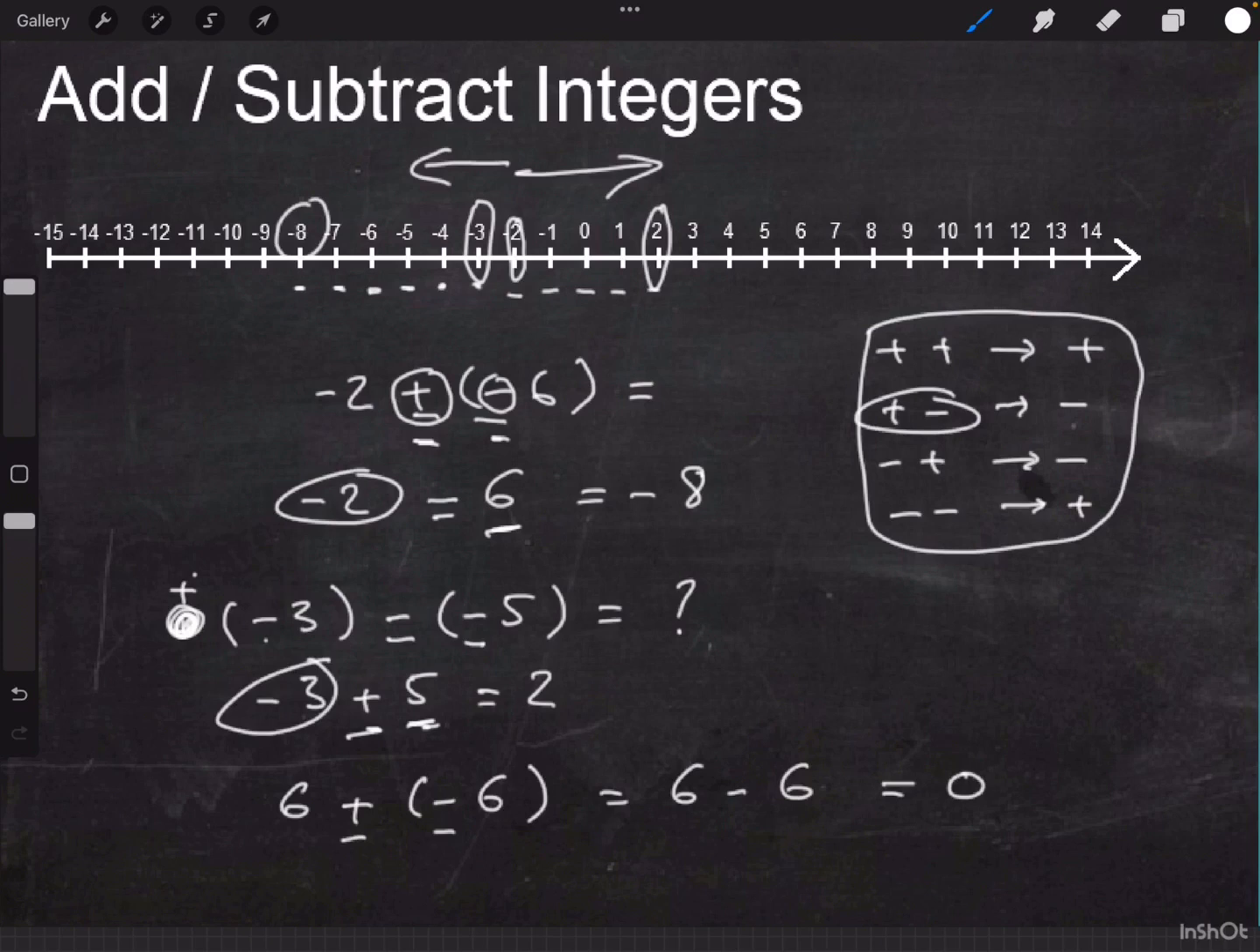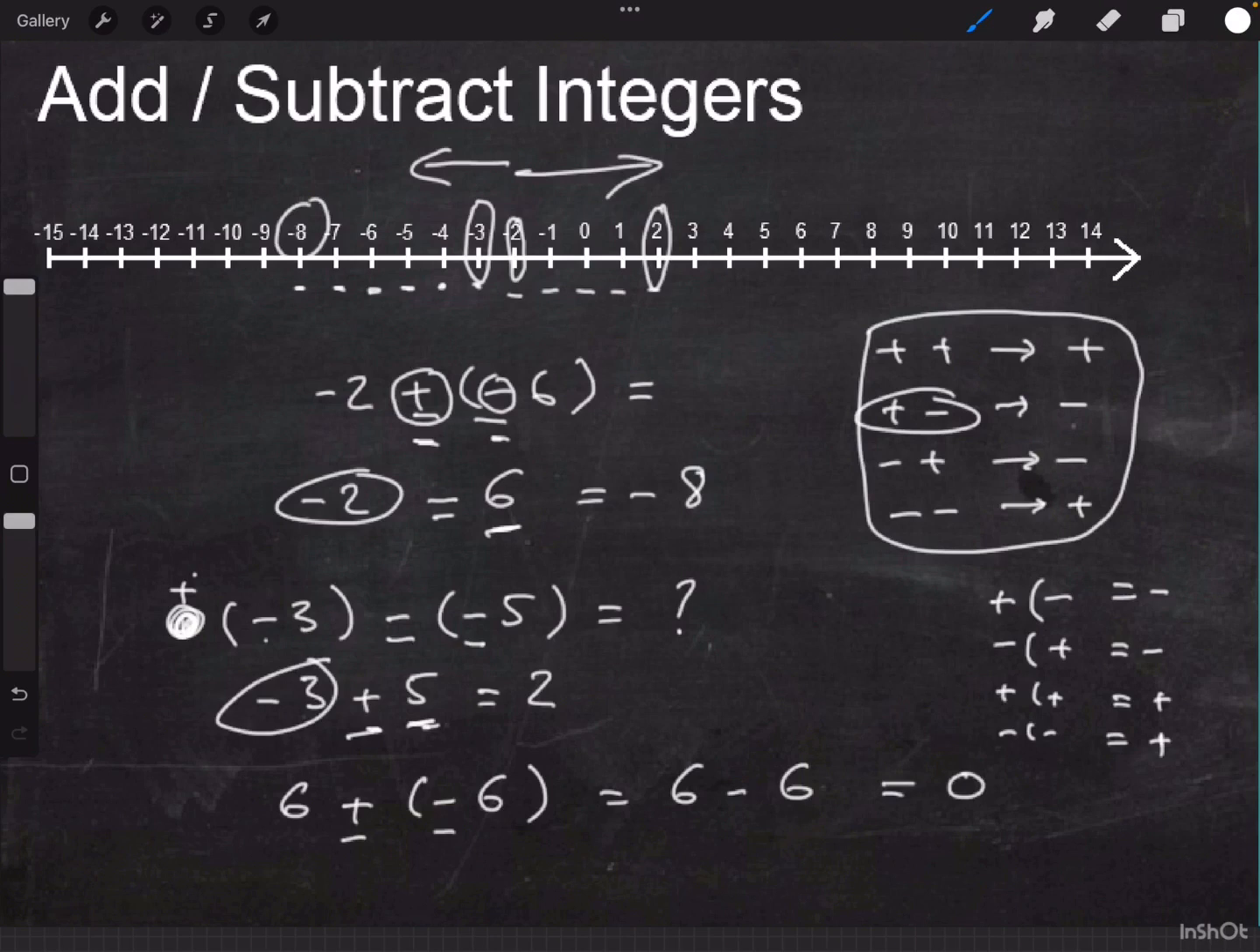Okay, so remember the sign. When we remove the parentheses, it's very important. If the signs in front and after the parentheses are different, it becomes negative. And when they are the same, it becomes positive. Very easy. Okay, remember when you use the number line to add or subtract integers, we must remove all the parentheses. Otherwise, this method does not work.